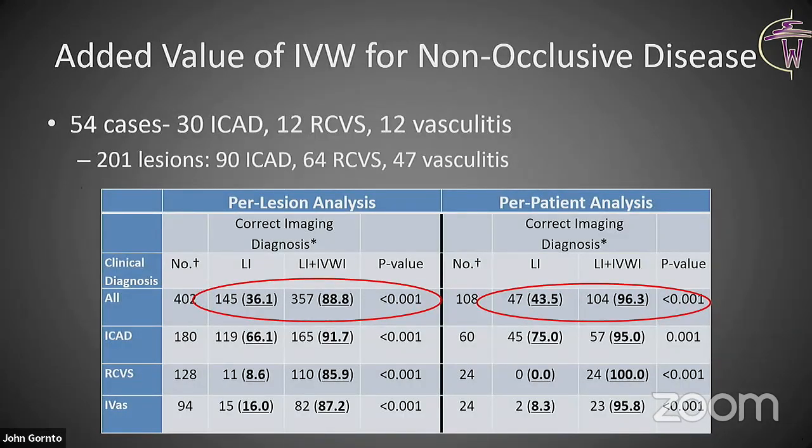And we had a total of 54 cases with 201 lesions, and we found that there was a significant improvement in diagnostic accuracy when vessel wall imaging was added in all categories of disease and a combined category. And generally, those accuracies went from 8% to 60% in the luminal imaging category alone to 80s and 90% when vessel wall imaging was included. So a significant and dramatic change in terms of accuracy.